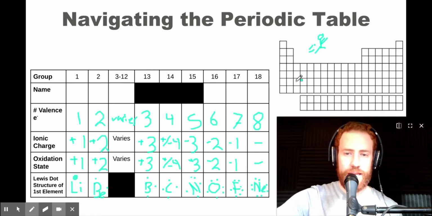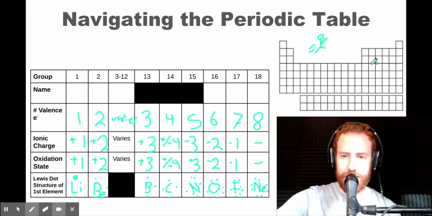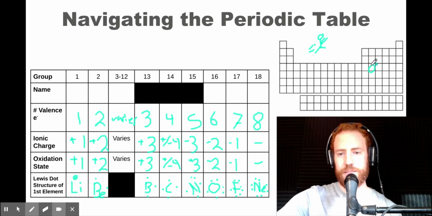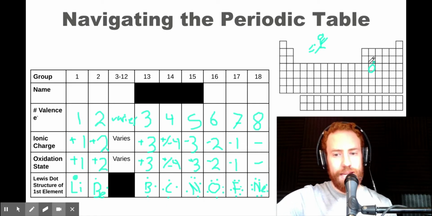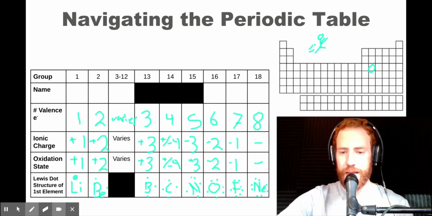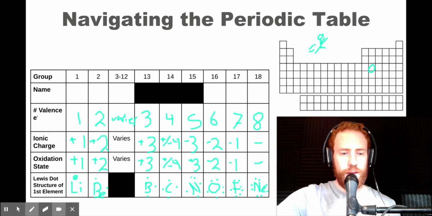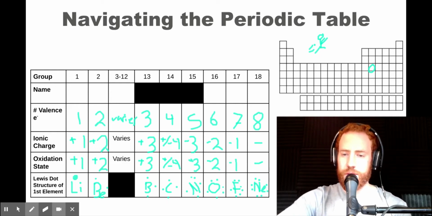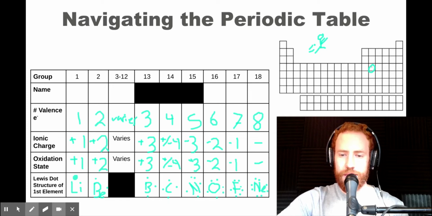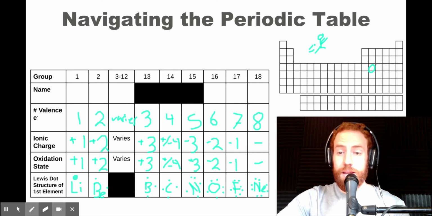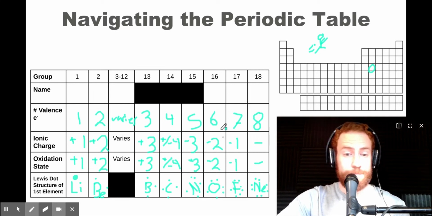I should be able to look at any element on here and be like, this element right here, how many valence electrons does it have? And what kind of charge is it going to form if it forms an ionic compound? And how would you draw the Lewis dot structure for that element in its neutral form? You would be able to do all of those things.